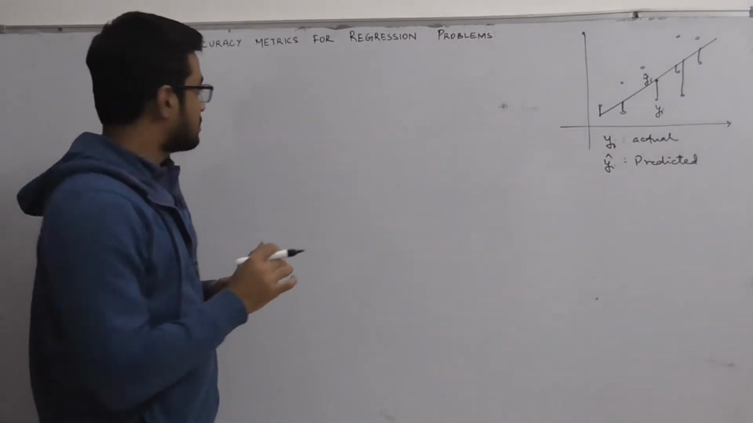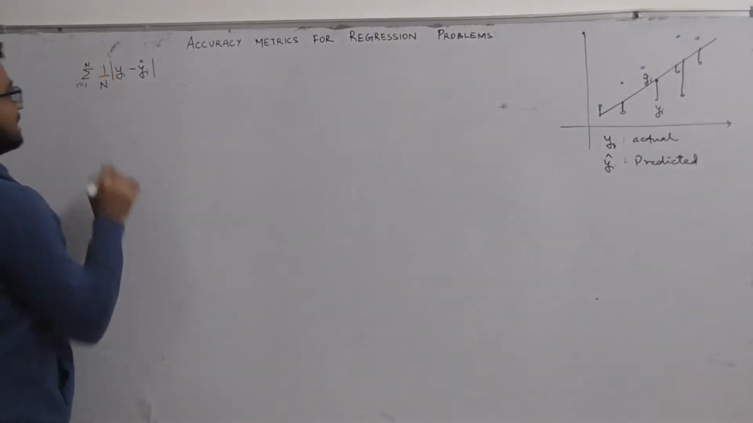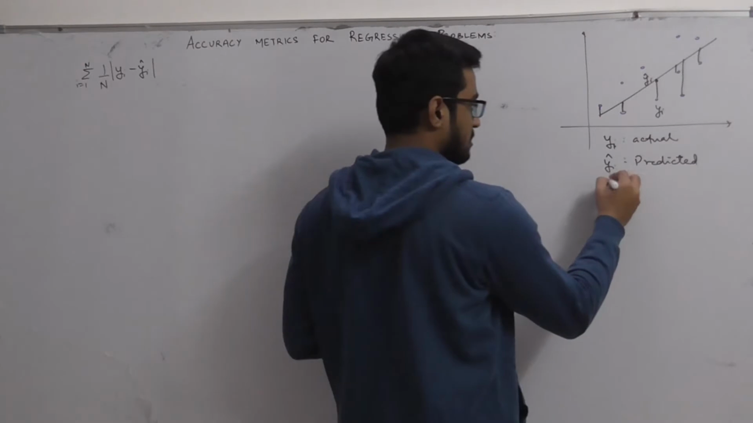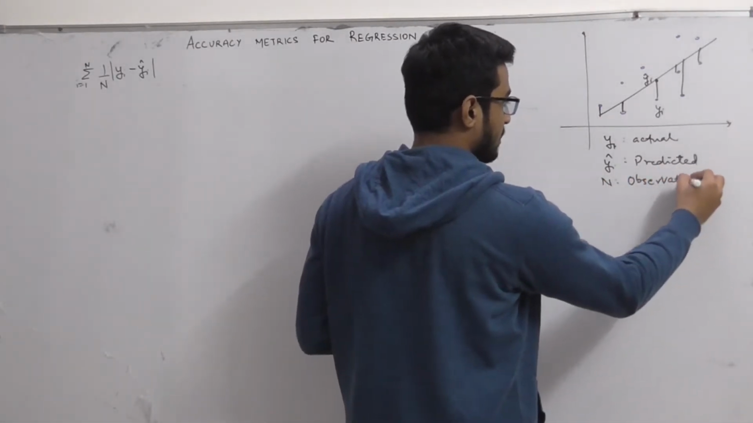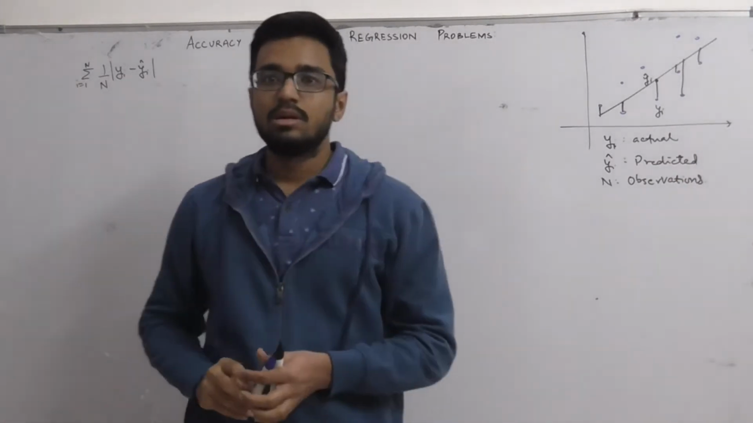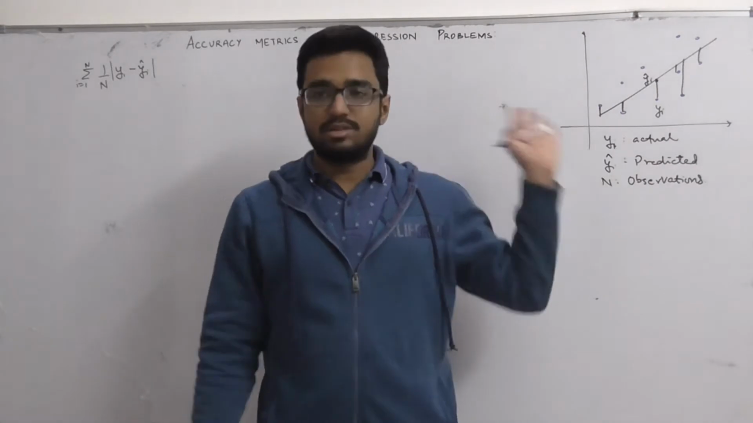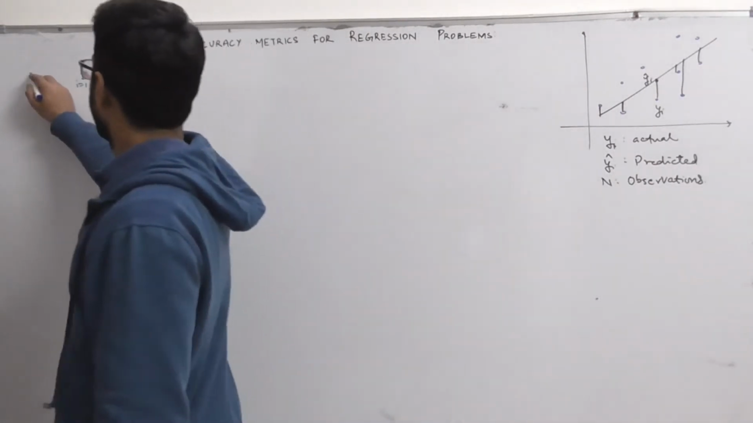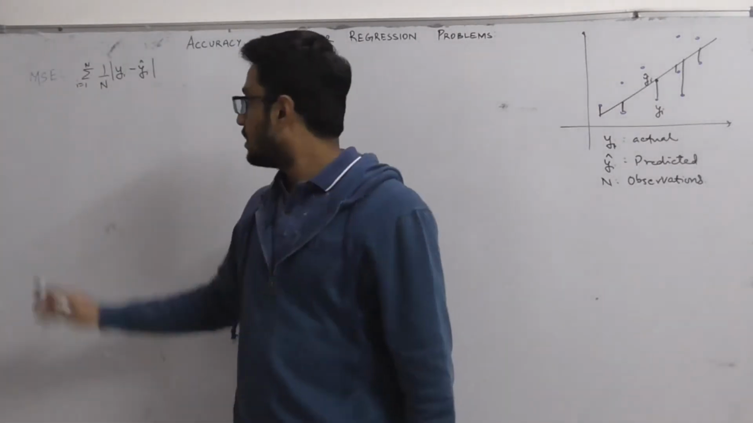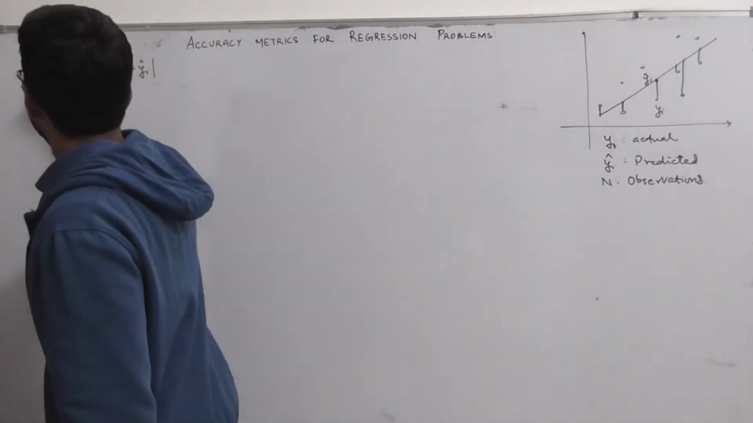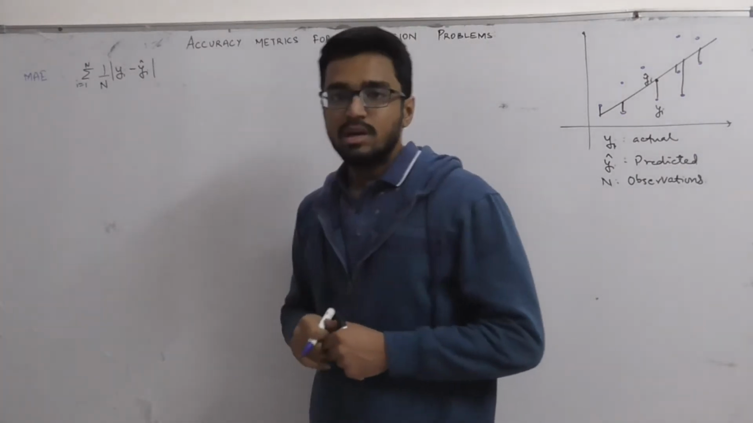So this metric, of course, is the summation for i equal to 1 to n, where n is the total number of observations. So this is the averaged out deviations. So this is called MAE, that is the mean absolute error. This is the mean absolute error.